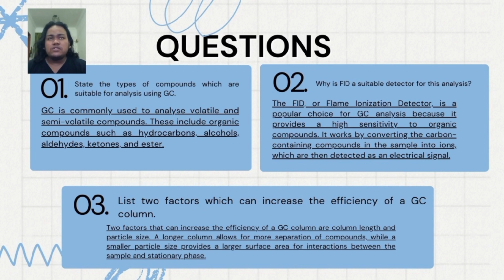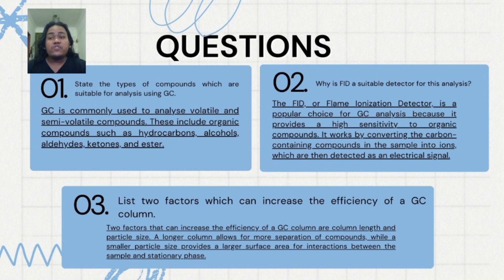For the second question, why is FID a suitable detector for this analysis? The FID, or flame ionization detector, is a popular choice for GC analysis because it provides high sensitivity to organic compounds. It works by converting the carbon-containing compounds in the sample into ions, which are then detected as an electric signal.